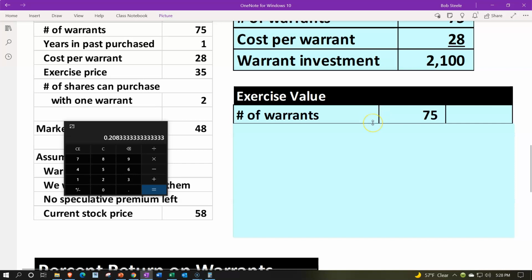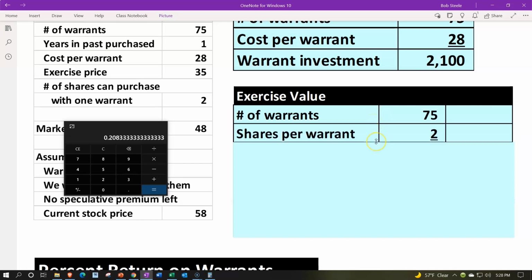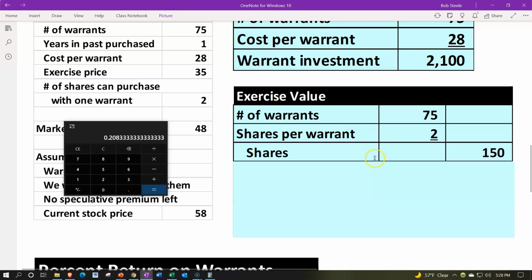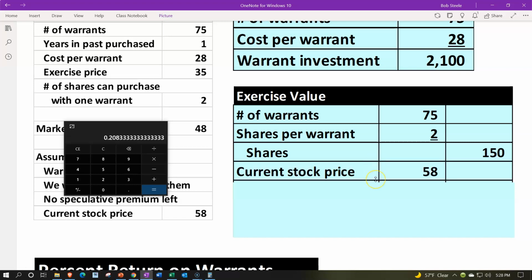So when we exercise the warrants, we have the number of warrants is 75. The shares per warrant are 2, meaning we had 75 warrants. We get 2 shares for each warrant so that we can exercise. So the 75 times 2 is 150 shares that we would then have after exercising the warrant. The current stock price, we're going to say, is that 58 minus the exercise price of 35, which is basically the value of the warrant.